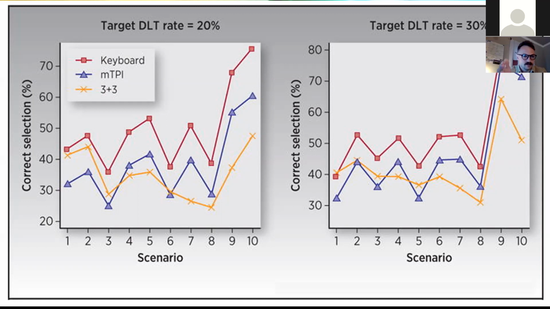And this is great because our keyboard design is getting us close to what we want our target DLT to be, whereas with the 3+3, we don't know. It's going to be somewhere between 17 and 33%.